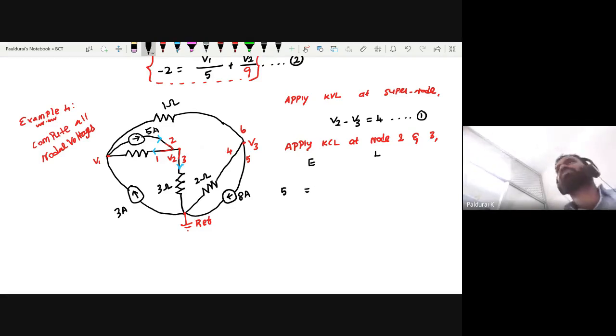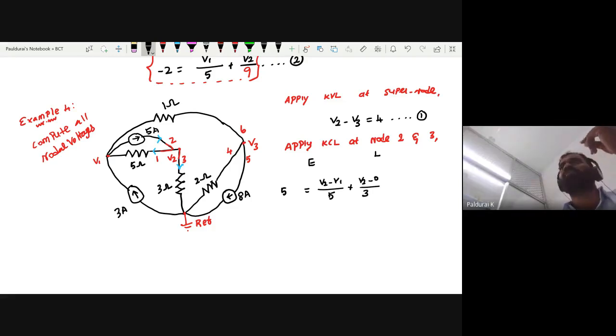What is the current flowing through branch 1? It is V2 minus V1 by, what is this value? This is 5 ohm. So V2 minus V1 by 5. What is the current flowing through branch 3? It is V2 minus 0 by 3. It's actually very simple nodal analysis, but you need to be very concentrated. You need to concentrate and be careful.